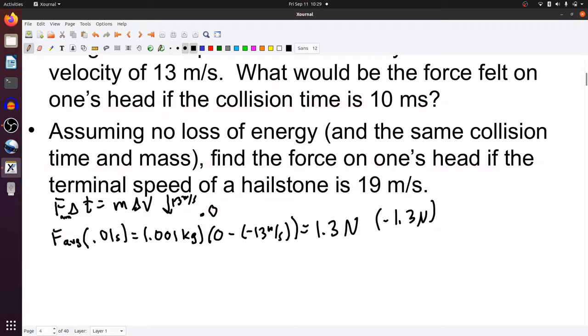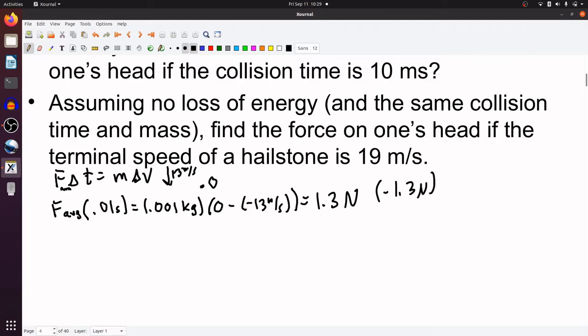So, now let's do the same thing, assuming no loss of energy, and the same collision time and mass. Find the force if it's an actual ice pellet. And a hailstone's terminal velocity is around 19. Or, well, it depends on the size of it, to be honest with you, but 19 is a reasonable value that I looked up. Okay, so we're going to do the same thing.